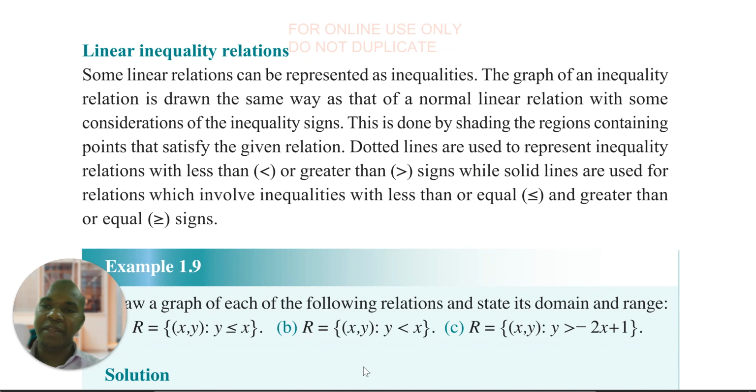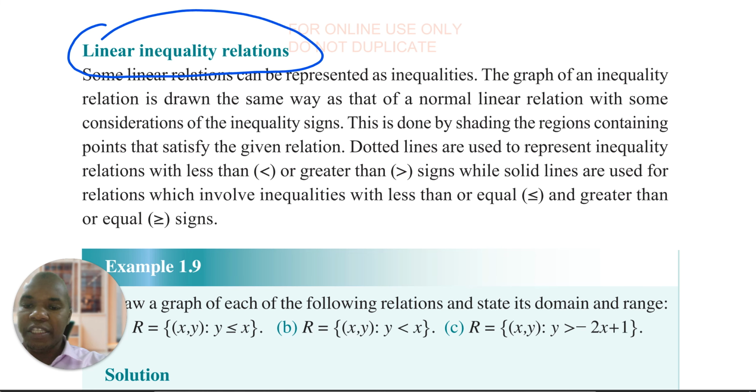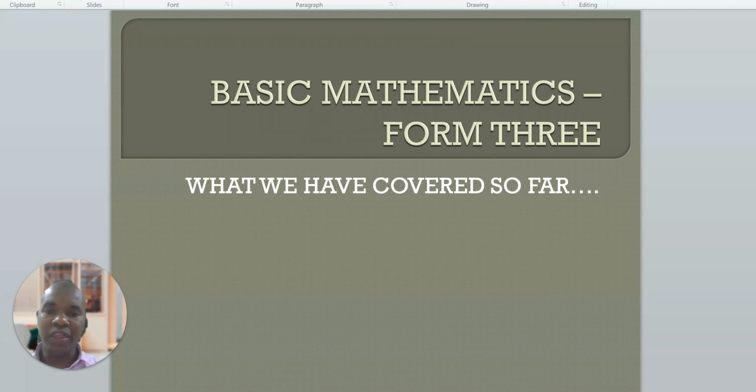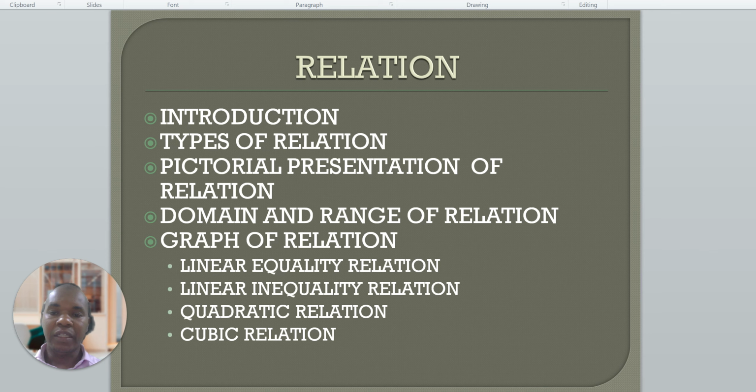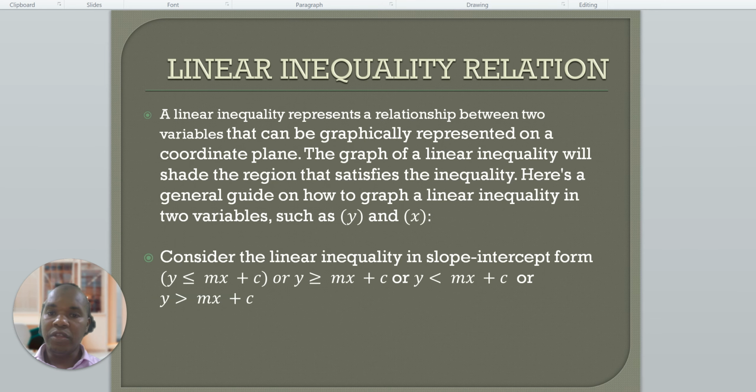This is Form 3 Mathematics, the topic of relation, and we are going to focus on linear inequality relation. With linear inequality relation, you are going to understand that a linear inequality relation represents a relationship between two variables that can be graphically represented on a coordinate plane. The graph of a linear inequality will shade the region that satisfies the inequality.